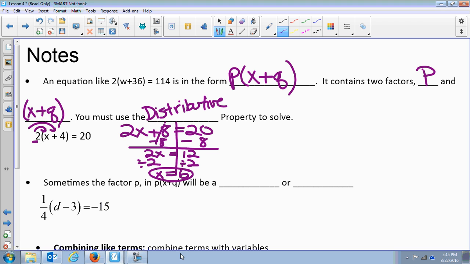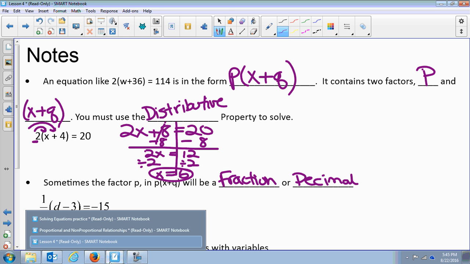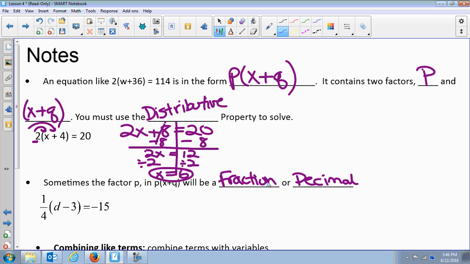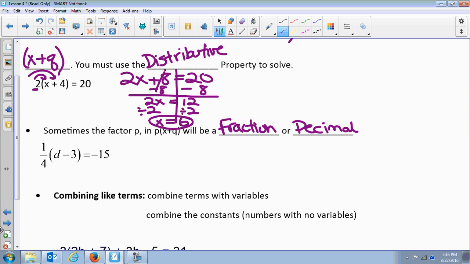Sometimes the factor p in px plus q will be either a fraction or a decimal. If it's a decimal, you're going to solve it just like you did up here. It's just instead of working with whole numbers, you'll be working with decimals. If it's a fraction, we're going to do it like we have this example right here. Now, back when I learned fraction coefficients, I learned that if I am multiplying a fraction, I can undo it by multiplying by its reciprocal. So I can do the same thing if I'm distributing a fraction. Only if it's on the outside being multiplied can I do this.